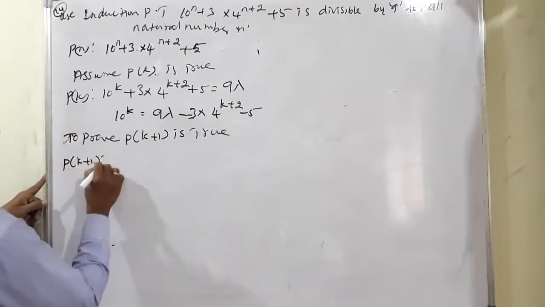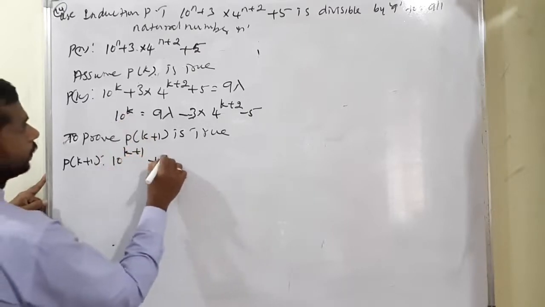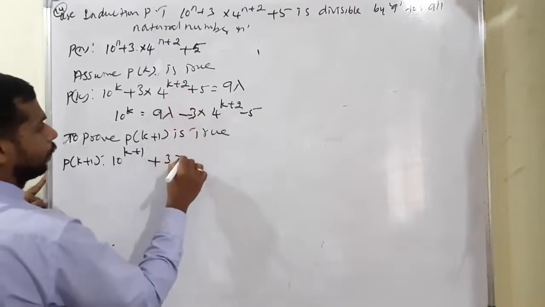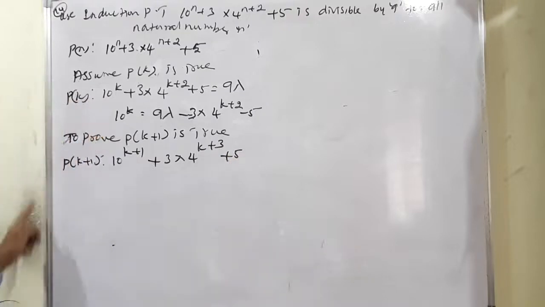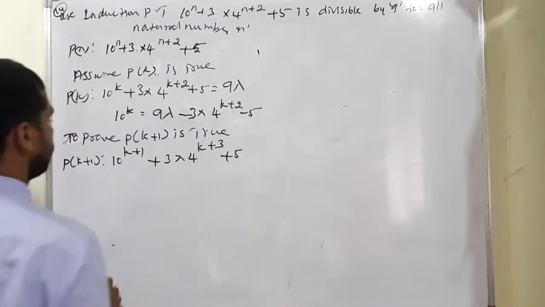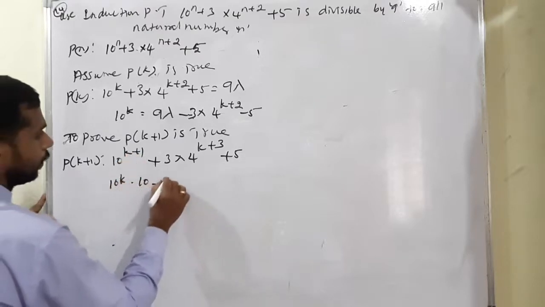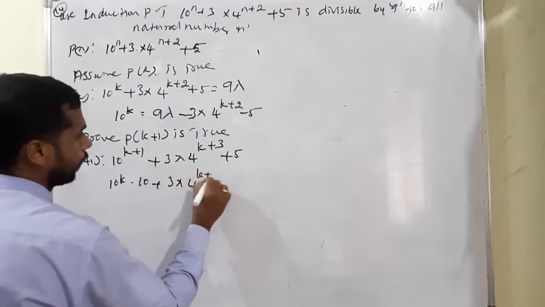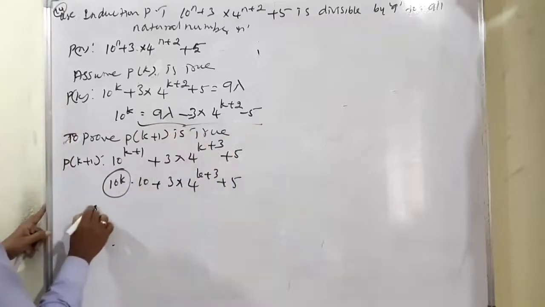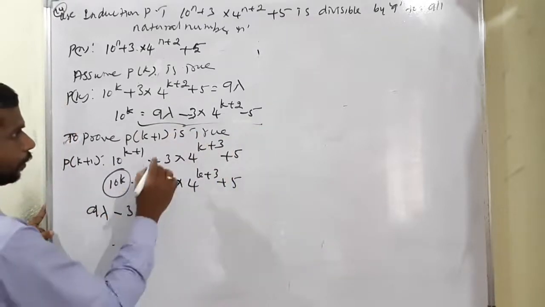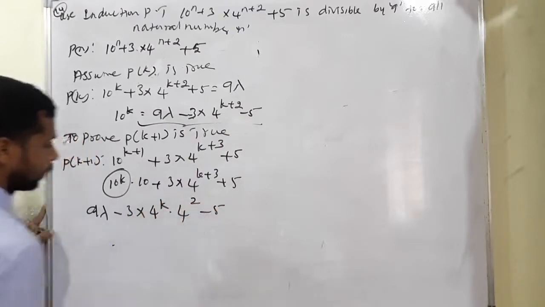Now, P(k+1) is 10^(k+1) + 3·4^(k+3) + 5, isn't it? Just split it now. 10^(k+1) we can write as 10^k into 10, plus 3·4^(k+3) plus 5. Instead of 10^k, we can write 9λ minus 3·4^(k+2), where 4^(k+2) is 4^k into 4 squared, minus 5.